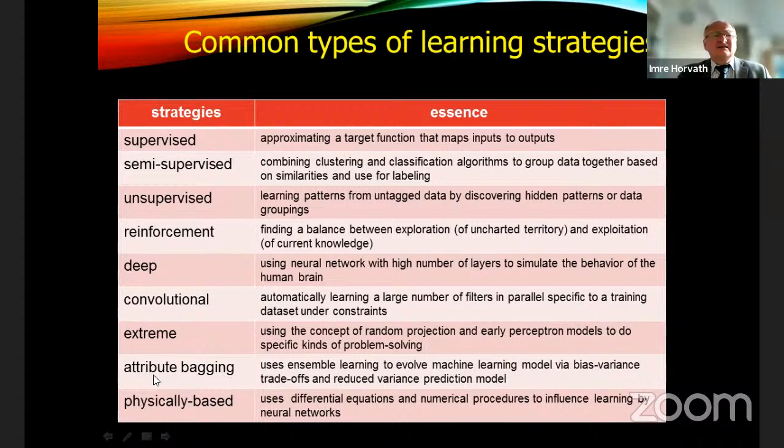Attribute bagging is a term for operationalization of ensemble learning in machine learning, and actually every node, if it is a neural network based implementation, is informed multiple times about multiple pieces of information, and this way the machine learning model is able to do a kind of bias variance checking and achieve a trade-off and produce a model which has a reduced variance.